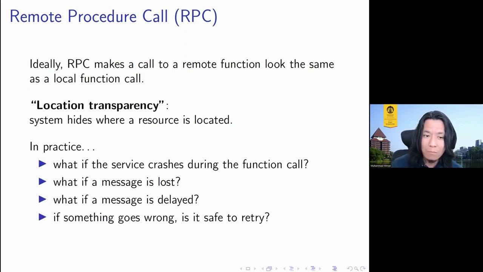Okay, but in reality, there are many problems that will affect this kind of call. What if the service crashes during the function call? What if, when the online shop calls the payment service method, the payment service crashes at the same time? What happens? What if the message is lost, not conveyed, lost somewhere in the middle? What if the message is delayed? What if something goes wrong between those activities?